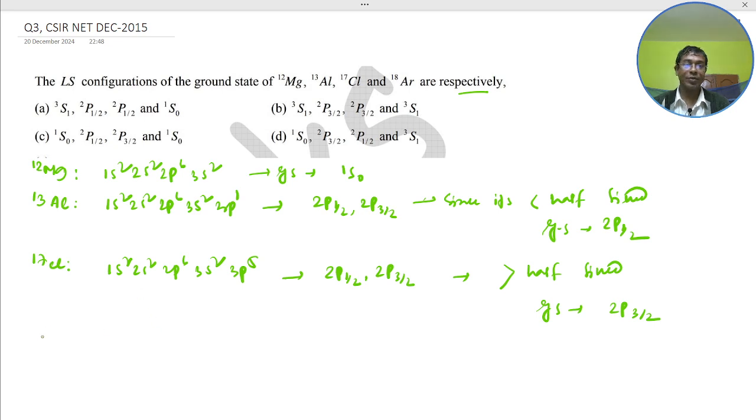Next one is for argon. The electron configuration is 1s2 2s2 2p6 3s2 3p6, so the ground state should be 1S0. So I think 1S0, 2P half, 2P 3 by 2 and 1S0, so C would be our correct answer.